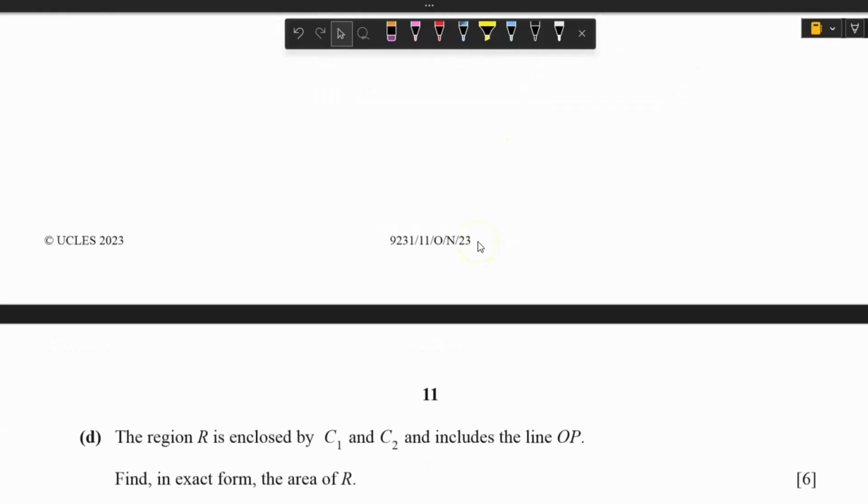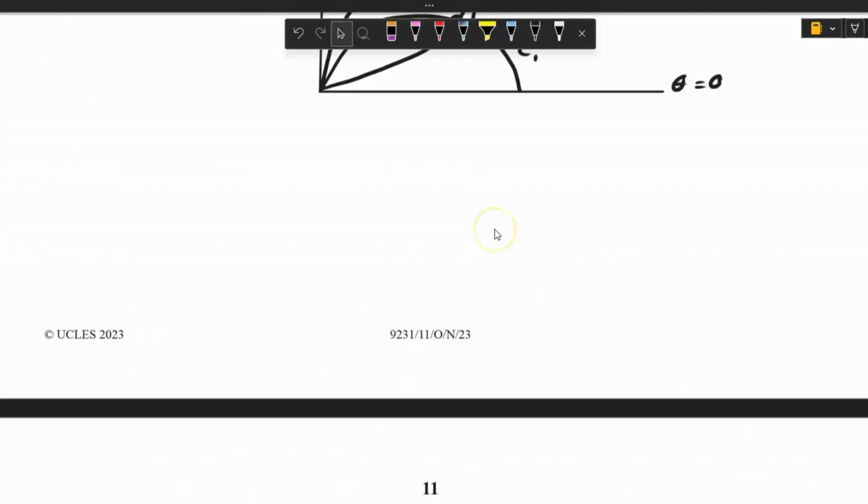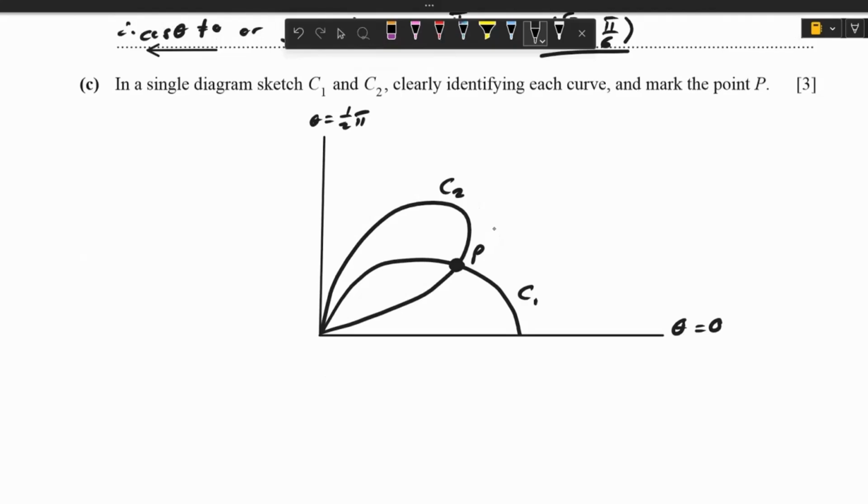Let's move on. Now on part D, the question says the region R is enclosed by C1 and C2 and includes the line OP. Find in exact form the area of R. So in this particular case, we are looking for the region which is bound by C1 and C2 and includes OP. This is O right here. So the region that they want us to find is this region here. That's the region whose area we need to find.